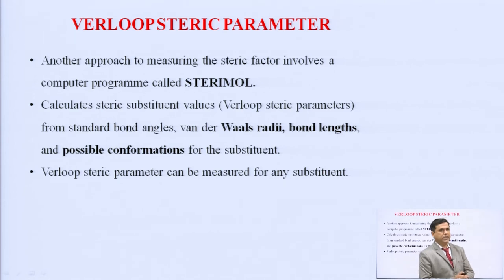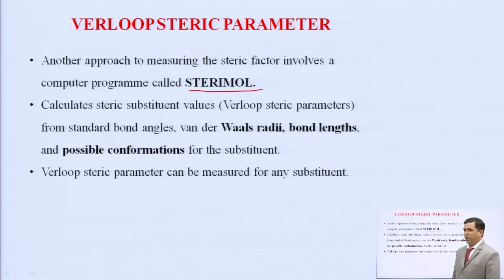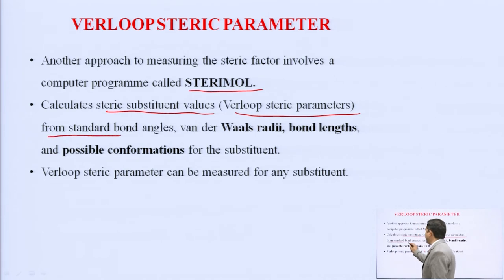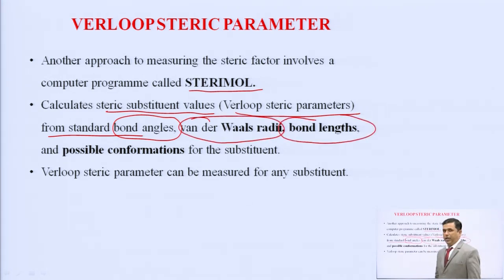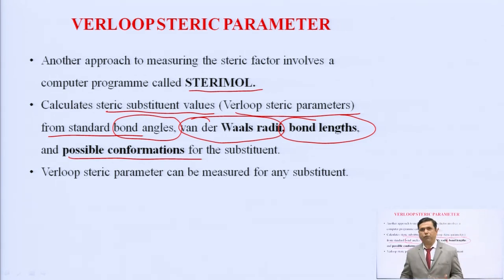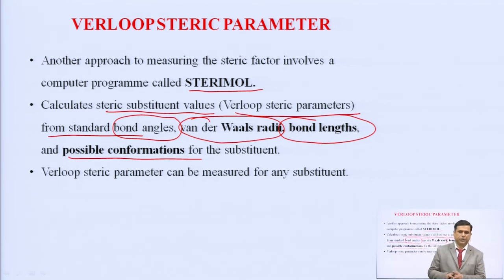Now, the third thing is the Verloop steric parameters. This is another approach. I have already discussed two approaches, and this is the third approach, the Verloop steric parameters, and it is a computer program, that means it is software. So, steric factors involve the computer program called STERIMOL. And this STERIMOL software calculates the steric substituent values, that is the Verloop steric parameters, from the standard bond angles. This is very important: bond angles, van der Waals radii and bond lengths, and the last one is the possible conformation for the substituents.